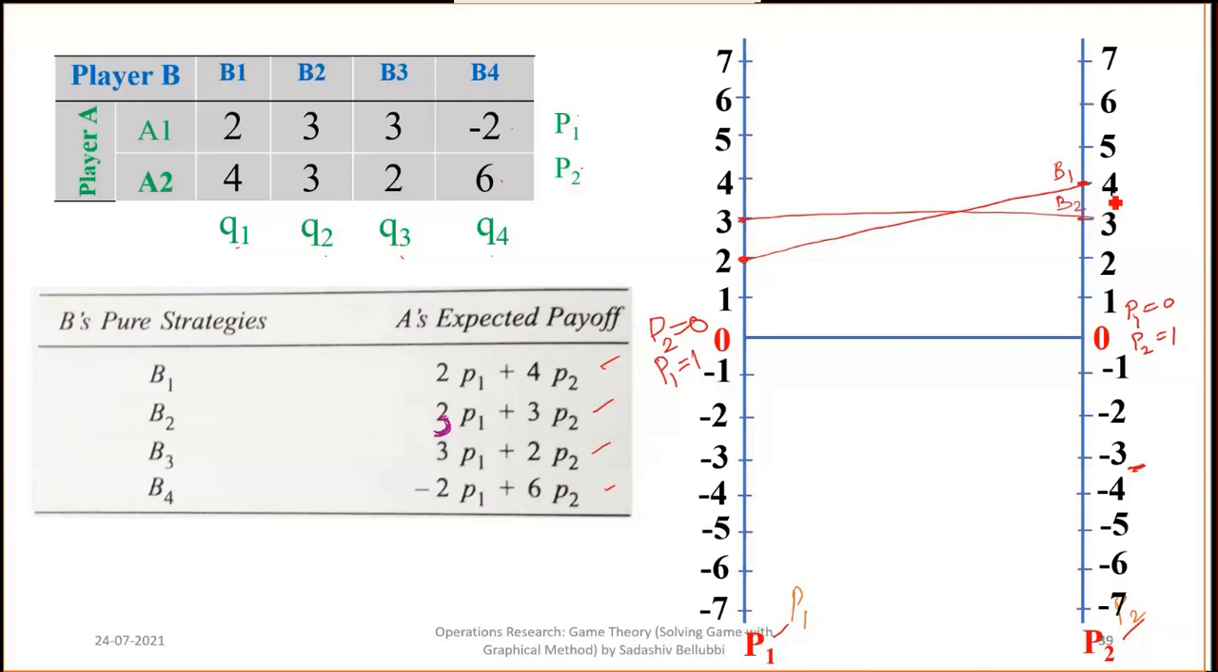Next go for B3, 3P1 plus 2P2. Mark 3P1 and 2P2 and join that line. I will join it with another color. You need to join the two points, that is B3. Next, B4 is minus 2P1 and 6P2. Mark minus 2P1 and 6P2, join the line. This is B4.